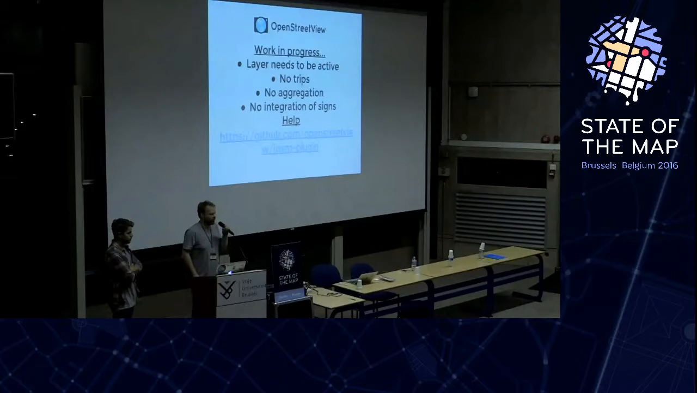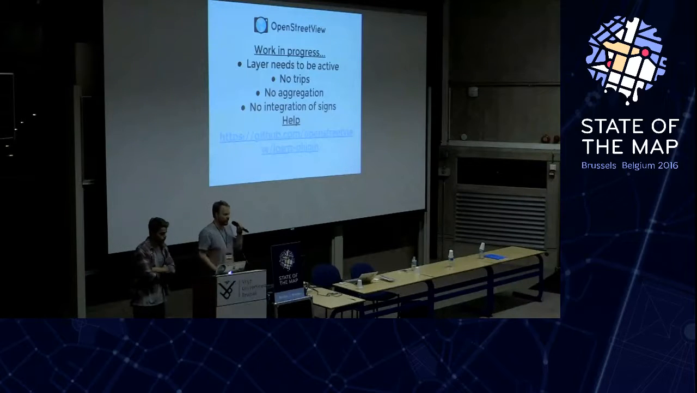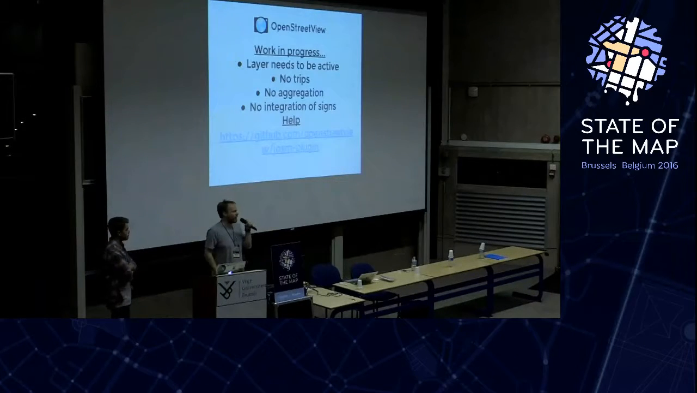It's a work in progress, in the sense that there are a few things I definitely would like to see improved, and that we're working on in the near future. Currently the OpenStreetView layer needs to be the active layer for it to be selectable, so you need to switch layers quite a bit. This is an active discussion on GitHub already. People pointed this out, and I quickly discovered that I wanted that different also.